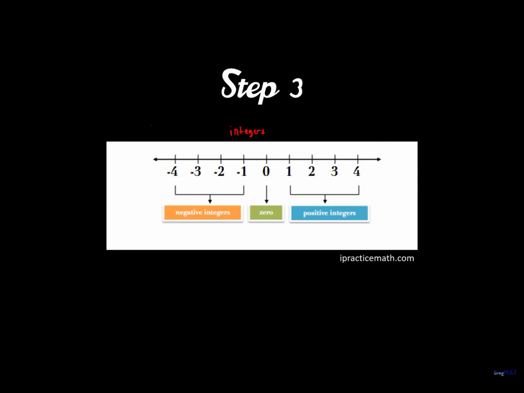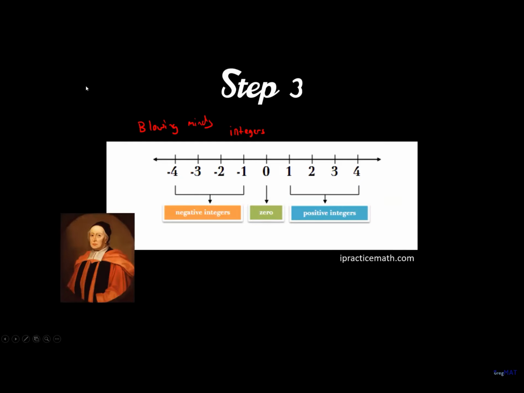And again, I think it's hard to overestimate how much this was blowing people's minds. This was mind blowing stuff, especially for the Europeans. So even into the 17th and 18th century, there was a good chunk of European mathematicians who refused to accept negative numbers. They just absolutely refused.